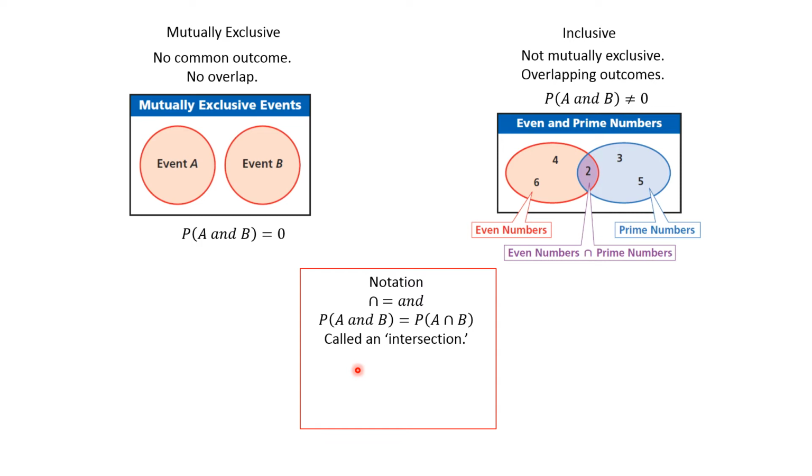Another very long word is or, and so we have a symbol that means or as well, and it's the exact same thing except it's upside down. It looks like a U. This one looks like an N for and or intersection. This one is a U. We'll get to the name in a second, but it's called a union. And it means or. So probability of A or B could be P of A union B, which is just read probability of A or B. And as I said, it's called a union. And so we can use these symbols in our definitions or in our equations.